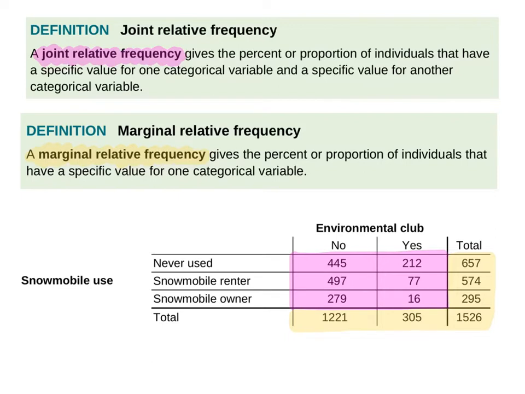So compare that to what we found first, which was marginal relative frequencies. Essentially, if you're looking at a chart, the joint relative frequencies exist in here, right? So that's the not an environmental club, never used a snowmobile group, whereas the marginal relative frequency only had to do with one of those variables, whether they were a snowmobile owner or they were just an environmental club member. So marginal, one thing in the margins; joint, two things in the middle of the chart.